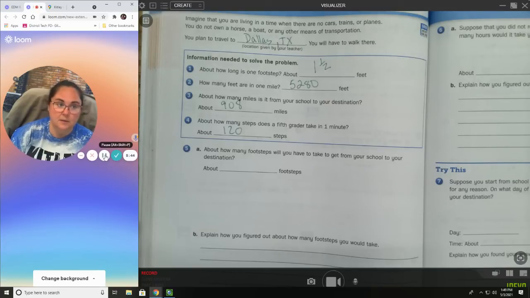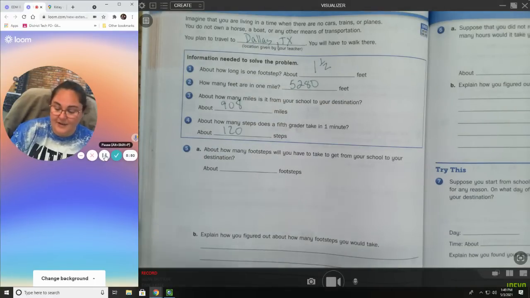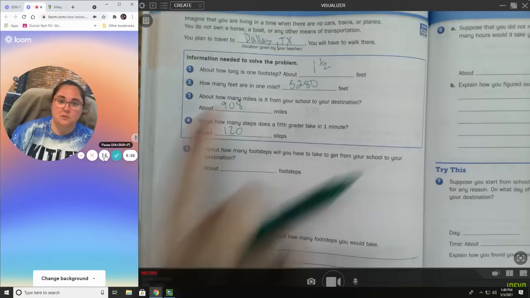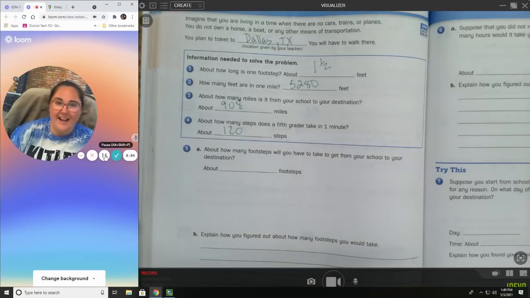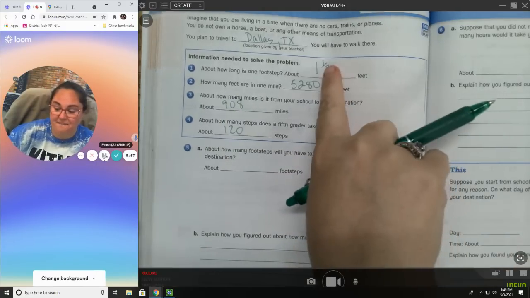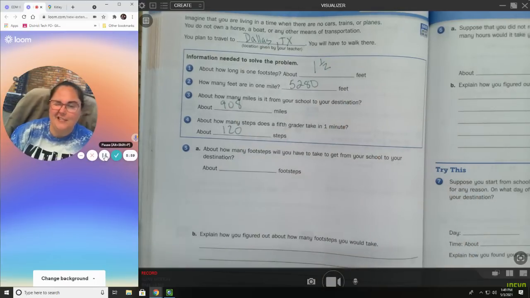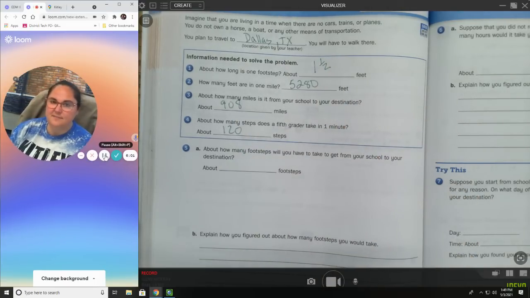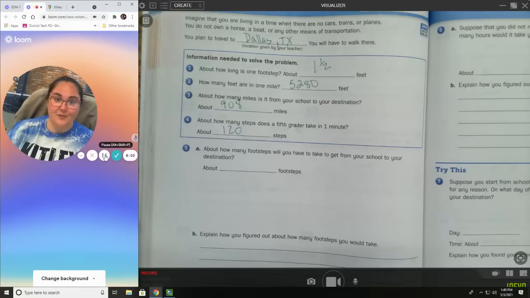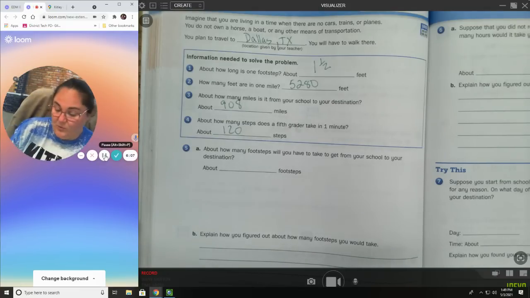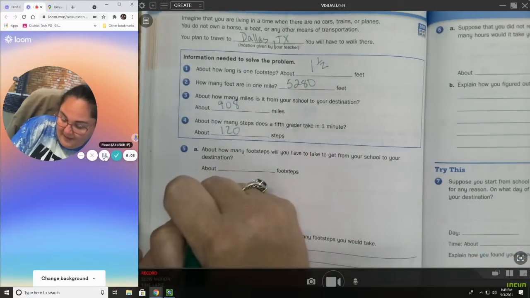Okay. So I know that my steps are 1.5 feet long. I know that there are 908 miles. So I need to figure out how many steps of 1.5 feet go into 908 miles. Well, the first thing I have to do is make them the same. I've got to make them both feet. So what I'm going to do first is multiply 908.